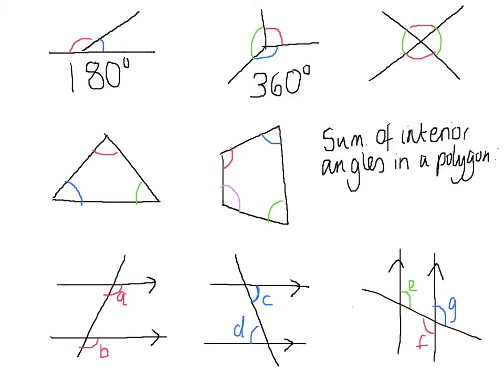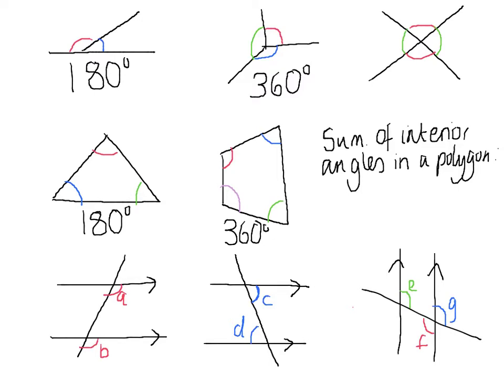So also angles in a triangle, you should know this by now, also add up to 180 degrees, same as the straight line. Angles in a quadrilateral, so any four-sided shape at all, they have to add up to 360 degrees.